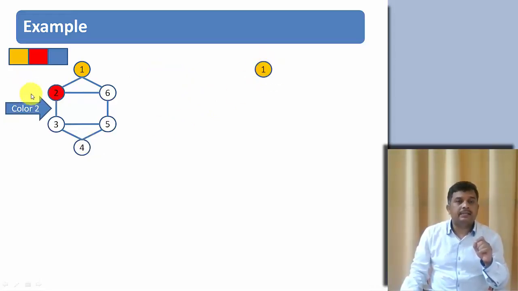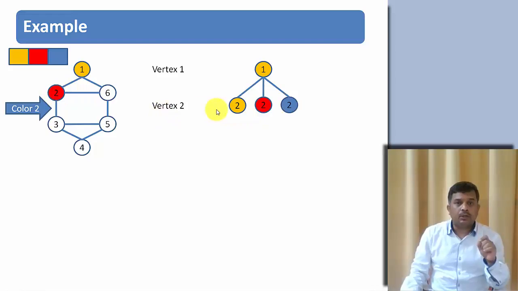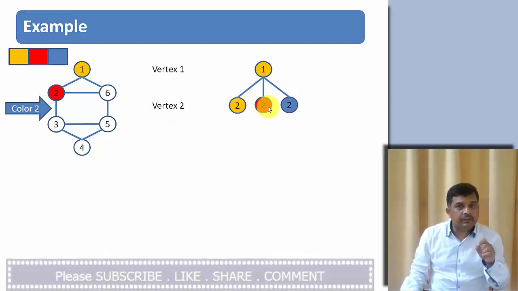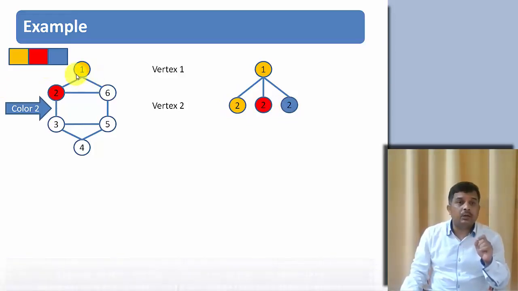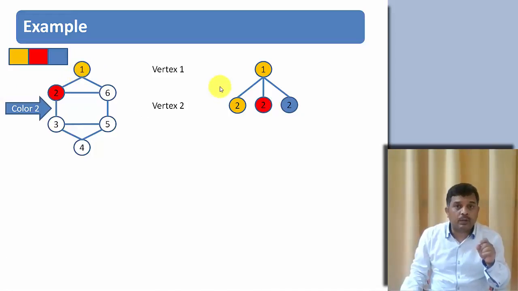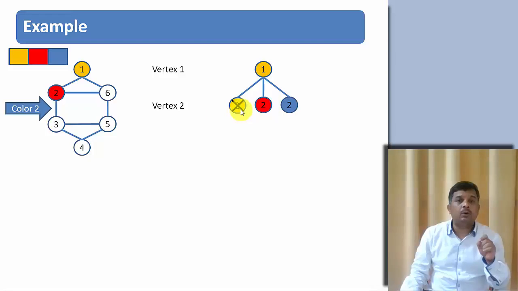Now the second vertex is adjacent to vertex 1, so I cannot give it the same color, yellow. I have given it red. The options I have for vertex 2 are yellow, red or blue. These are the three colors, but as yellow is given to vertex 1 and it is adjacent to vertex 2, I cannot give yellow to vertex 2. I can use either red or blue.